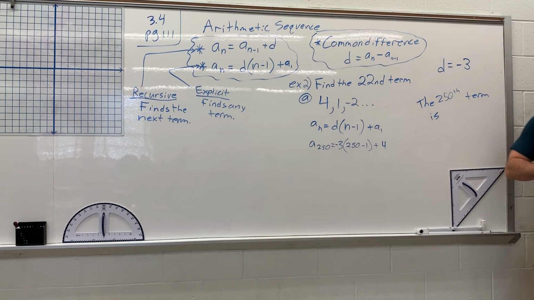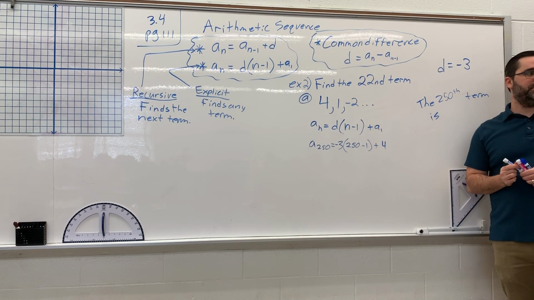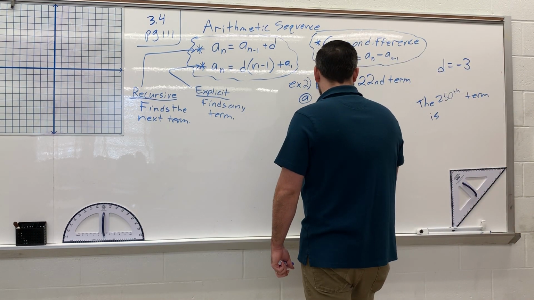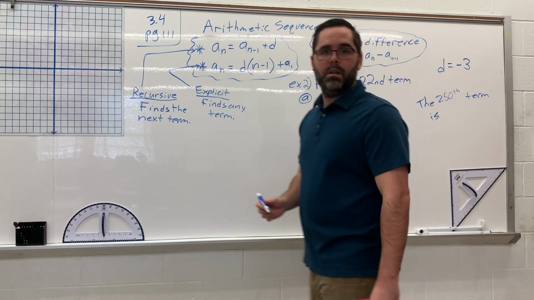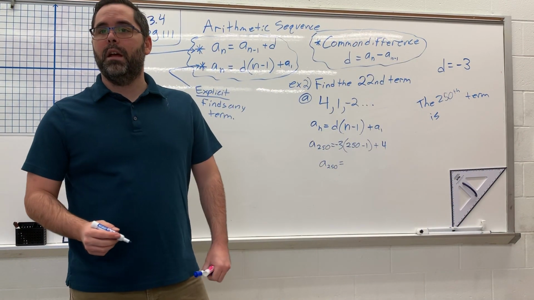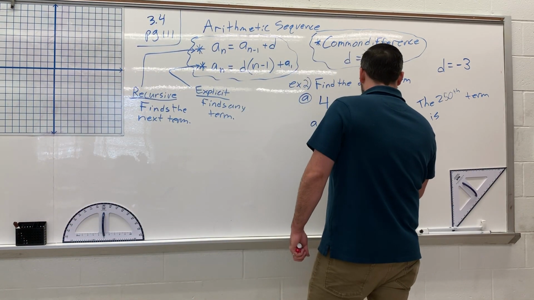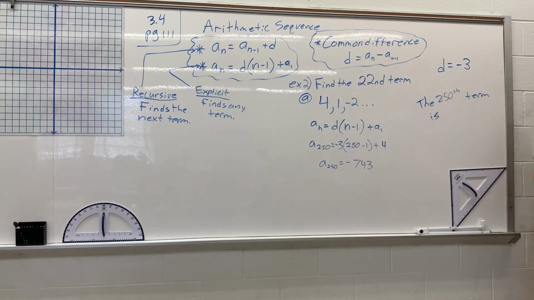So you guys have the calculators. What's 250 minus 1 times negative 3 plus 4? Negative 743. That's a little easier than just drawing out a long table and subtracting 3 250 times, right?